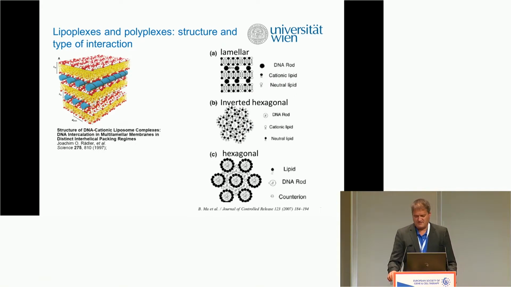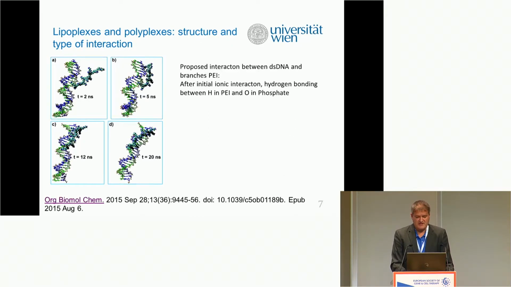There has been some work done already, it was calculated 20 years ago by Joachim Rädler, and he showed very nicely that such cationic lipids and nucleic acids form a kind of sandwich, a lamellar structure, and then depending on the conditions, this can also be a hexagonal structure, like this inverted hexagonal structure, or this hexagonal structure, which forms a certain pattern. Yeah? In the case of polycations, it's not that precisely defined.